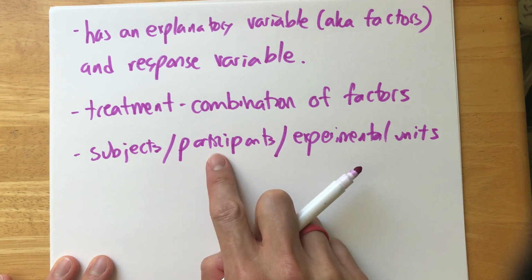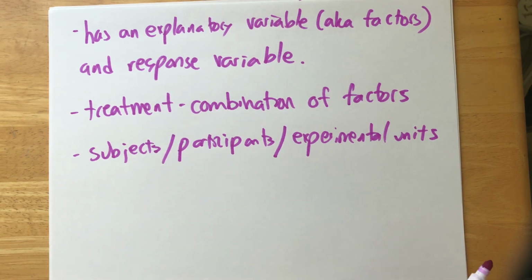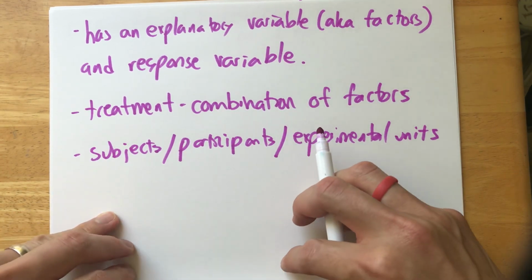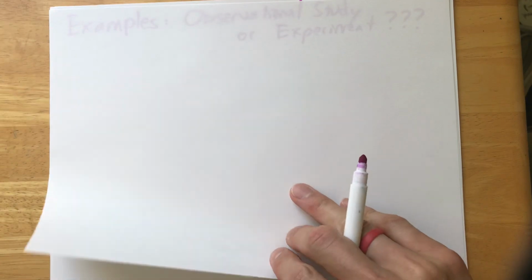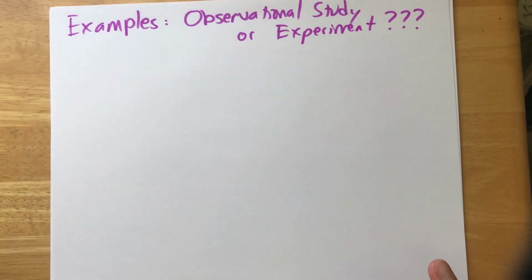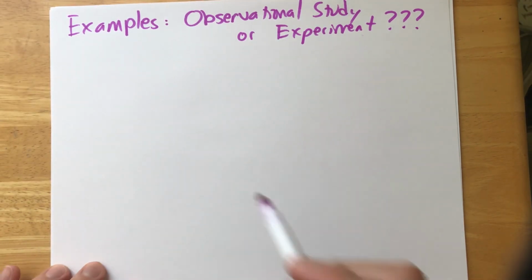Participants kind of implies that people are willingly participating, right? So again, up to you. Okay? So we'll go deeper with some other examples, but what I want to do now is just go over a few scenarios to see if you can understand the difference between an observational study and experiment.